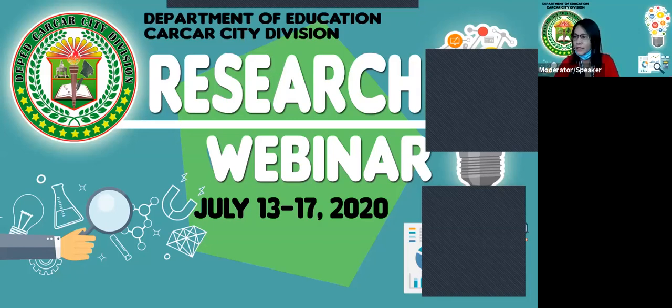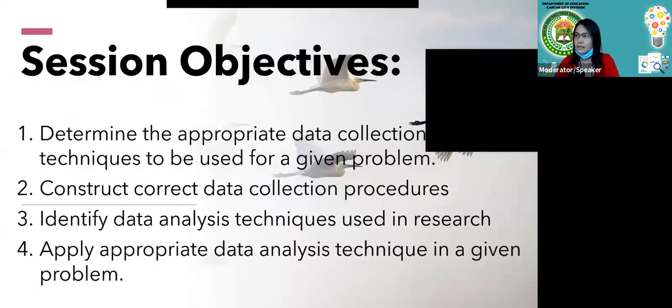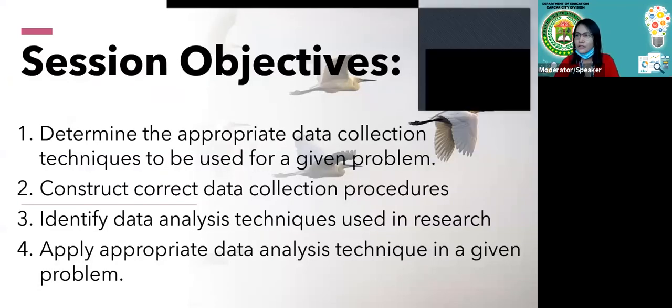you are going to be learning the following objectives. These are the objectives that we should be meeting for this morning. First, we have to determine the appropriate data collection techniques to be used for a given problem. Next is to construct correct data collection procedures. Third, identify data analysis techniques used in research. And the last one is to apply appropriate data analysis technique in a given problem.